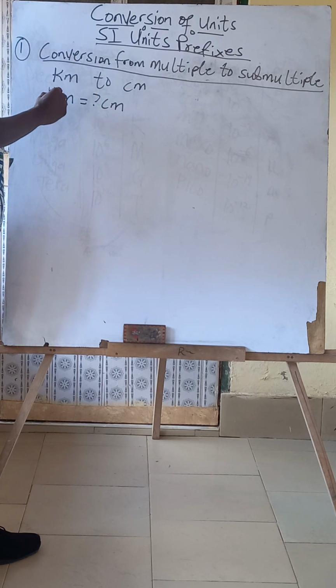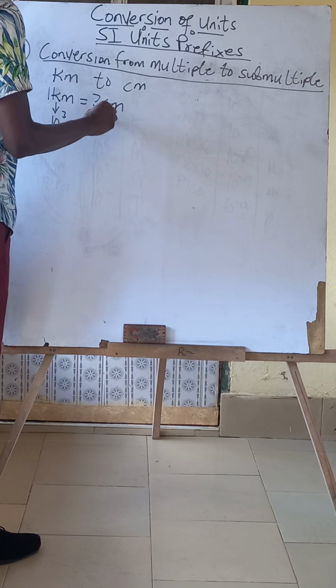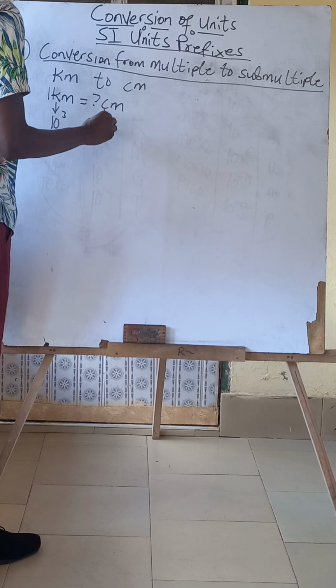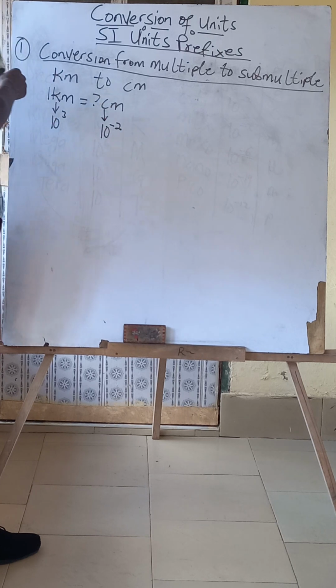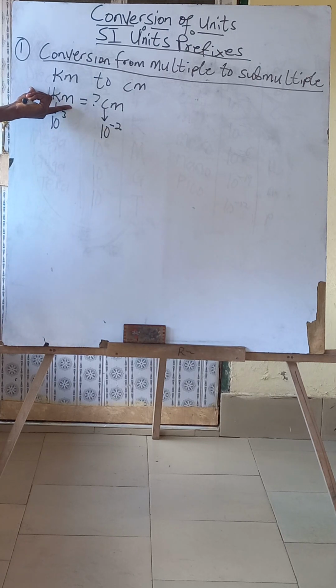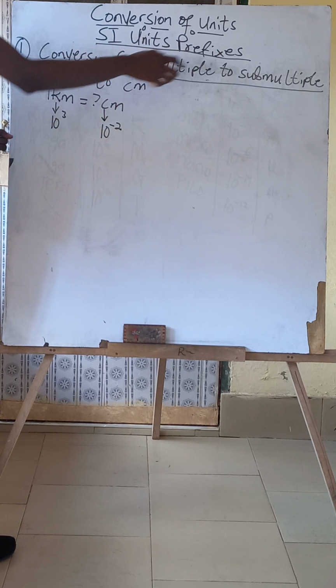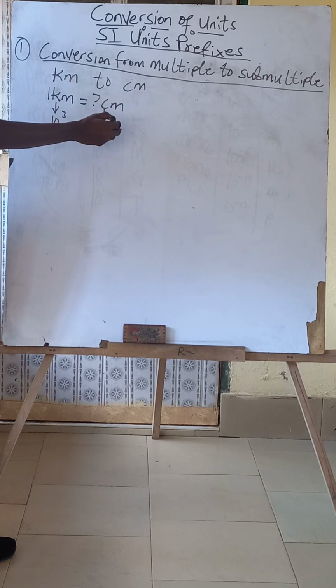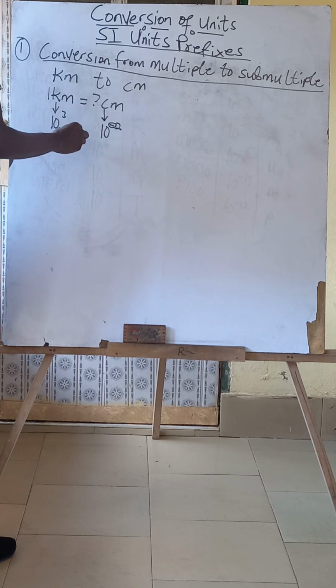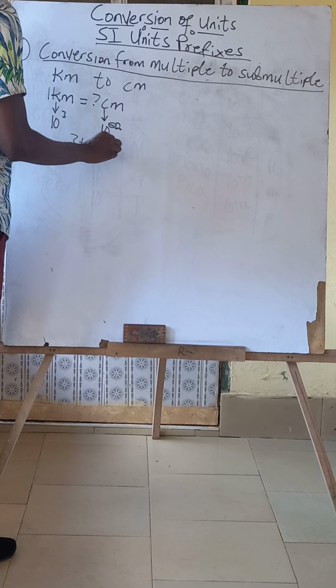Kilo is a multiple, which means 10 raised to the power 3. And centi is a sub-multiple, which means 10 raised to the power negative 2. So you are converting from a multiple, which is kilometer, to a sub-multiple, which is centimeter. When converting from a multiple to a sub-multiple, ignore the negative sign here, negative 2, and consider this number as positive. Then you add the exponents. The exponents are 3 and 2. So you add them, 3 plus 2, which gives you 5.